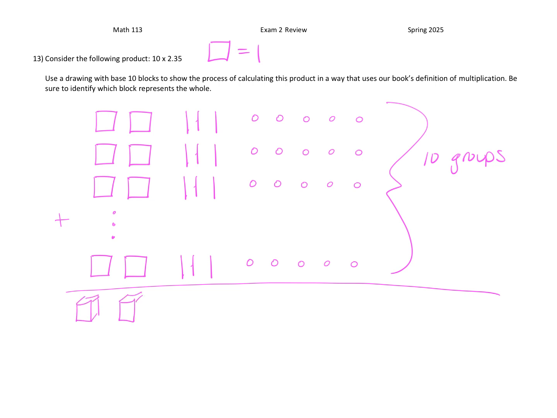My flats become cubes because I have 10 of them. My longs become flats because I have 10 of them. And my singles become longs because I have 10 of them. And then if a flat represents 1, then these are 10s. 10, 10, 1, 1, 1. And these are tenths. So this is 23.5.